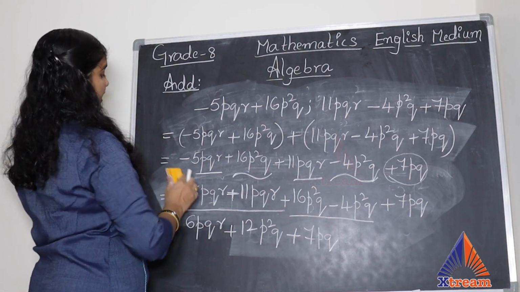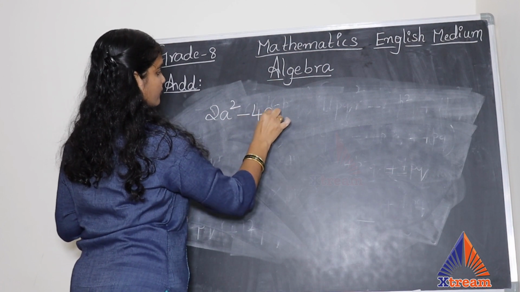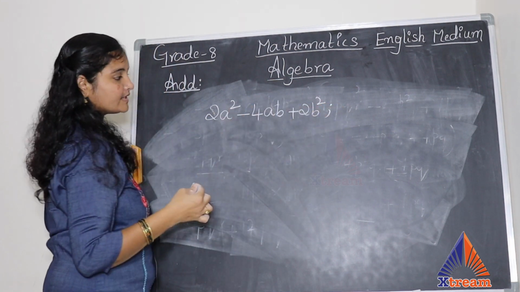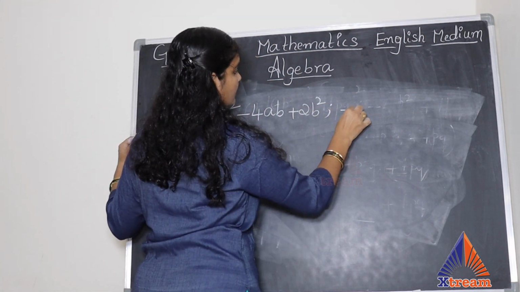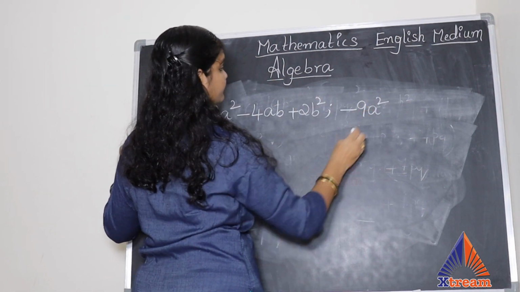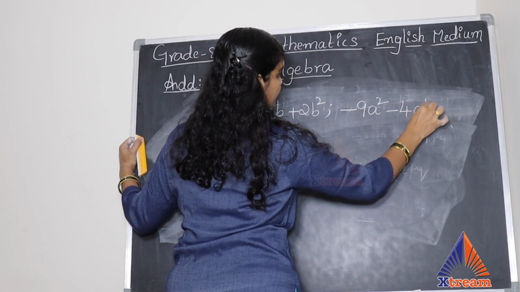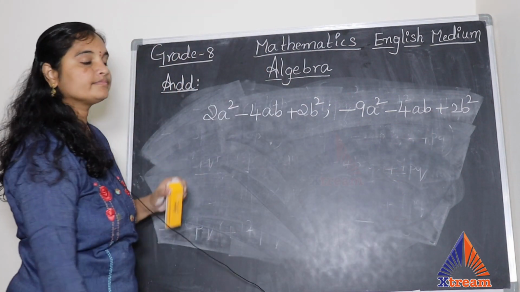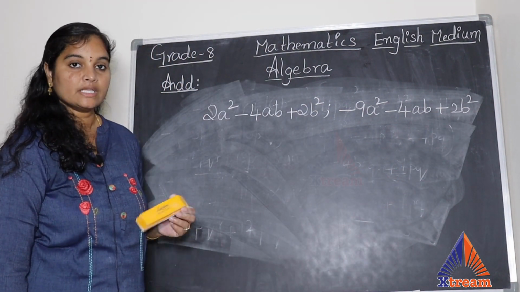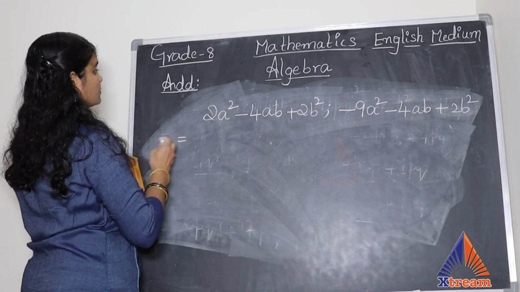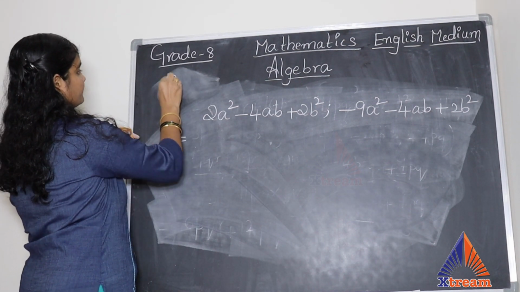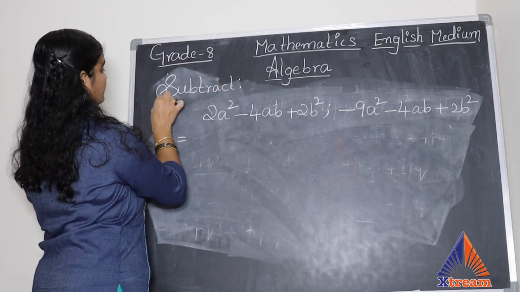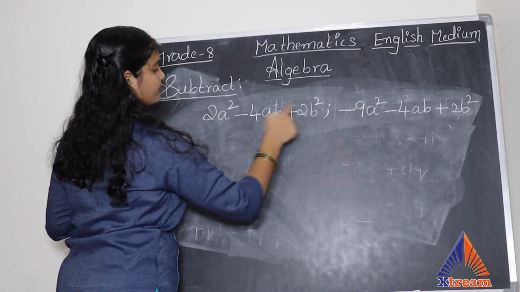Let's understand subtraction now. 2a square minus 4ab plus 2b square. This is one expression. Minus 9a square minus 4ab plus 2b square. This is our second expression. So as I told, we'll be subtracting them. So subtract this from this.